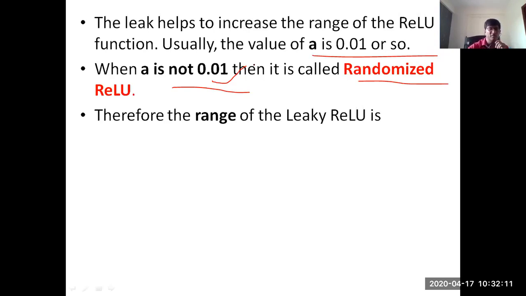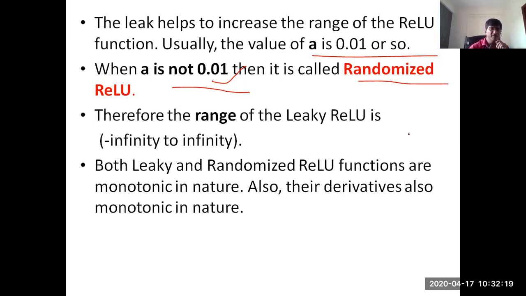Often the range of the leaky ReLU comes out to be from minus infinity to plus infinity, isn't it? And both the leaky and the randomized ReLU functions are monotonic in nature, and also the derivatives of these functions are monotonic in nature.